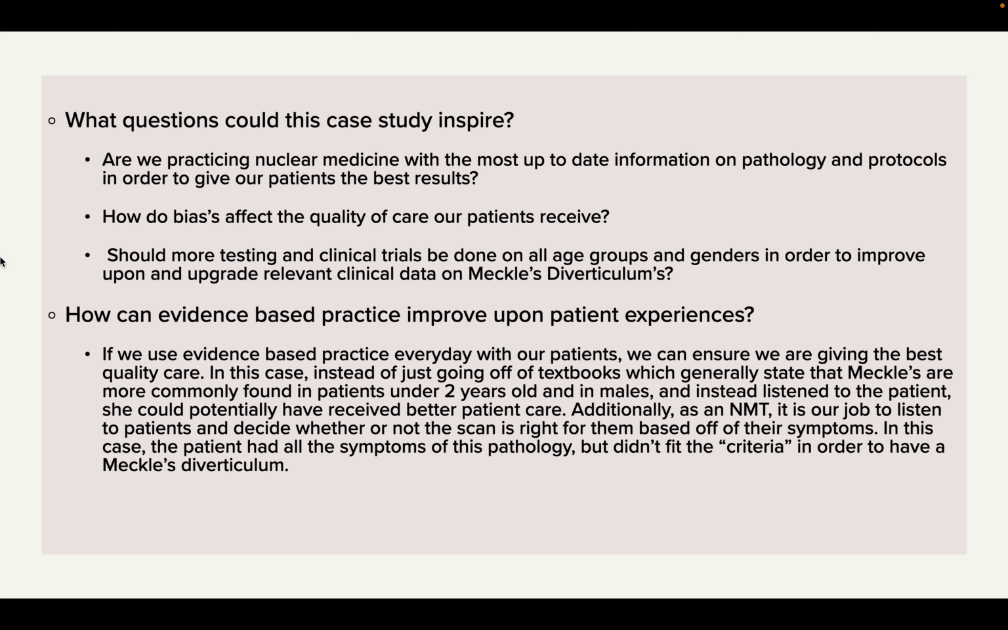So, leaving bias behind, she was having blood in her stool and abdominal pain, which are both signs of a Meckel's. So just listening to that and deciding based off that, okay, this is the right scan for you, not just saying, okay, well, you don't fit the criteria, you're not under 2 years old, you're not a pediatric, so we're not doing the scan. Which obviously is not the case because she tested positive.